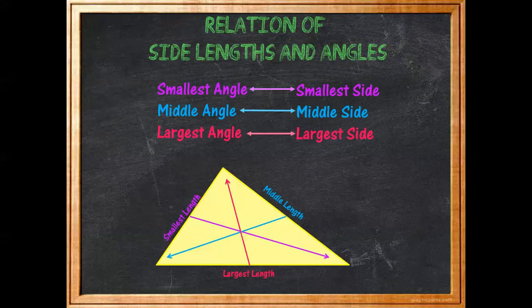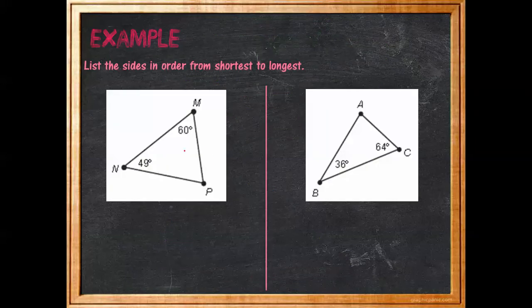The relation of the side lengths and angles. The smallest length corresponds to the smallest angle. So if you take the smallest length and go straight across, that's the smallest angle. The middle length, or the medium length, corresponds to the medium angle, and the largest length corresponds to the largest angle. So on this one, we're going to list the sides in order from shortest to longest.